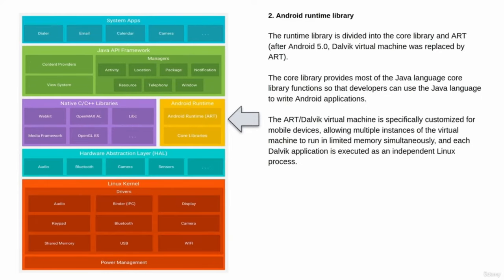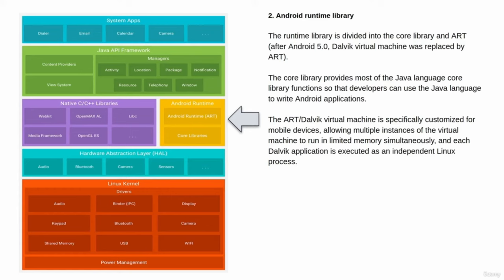The runtime library is divided into core library and ART. ART stands for Android runtime. The core library provides most of the Java language core library functions so that developers can use the Java language to write Android applications. So the purpose of the core library is to simply provide Java language core library functions.